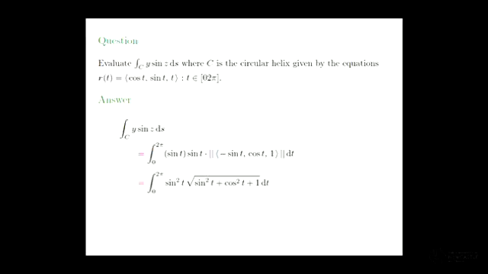Sine squared t plus cos squared t is 1. 1 plus 1 is 2. The square root of that is root 2. Right, so you could take that root 2 out.